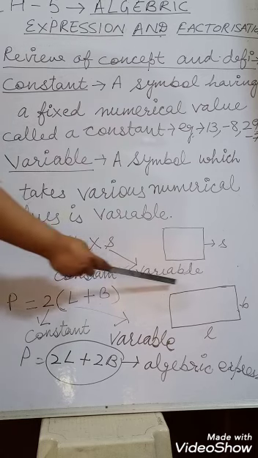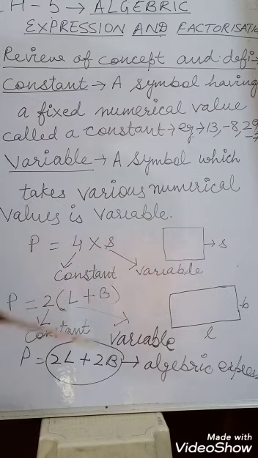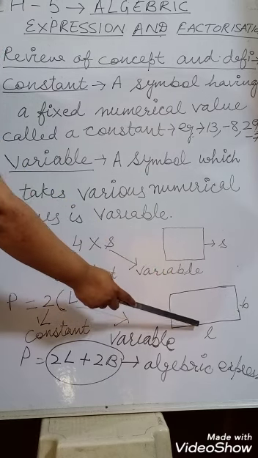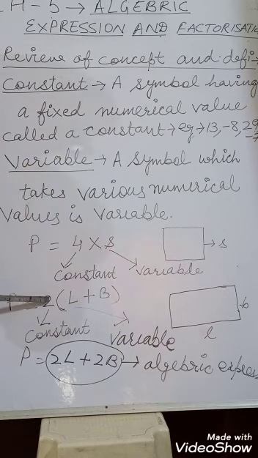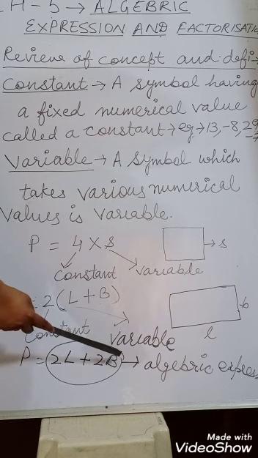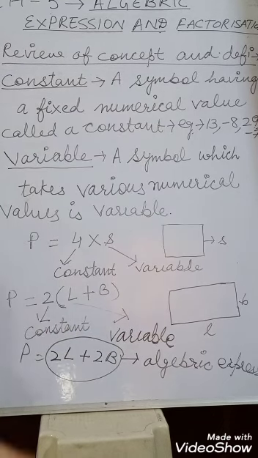Now class, I have drawn here a rectangle also. Okay. Now length is denoted as L while breadth is B. Now what is the perimeter? 2 into L plus B. Now what is 2 here? 2 is a constant while L and B are variables. So if we multiply it, we will get 2L plus 2B. It will become an algebraic expression.